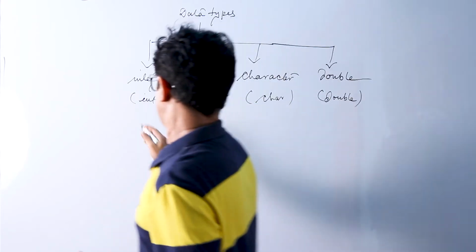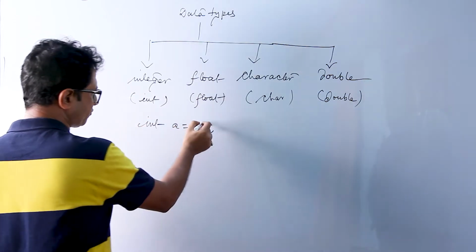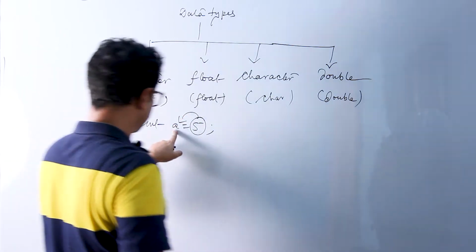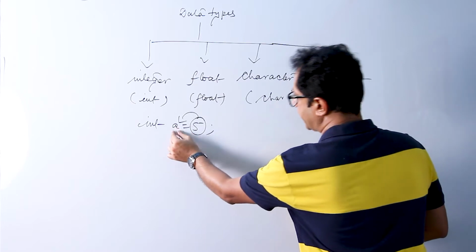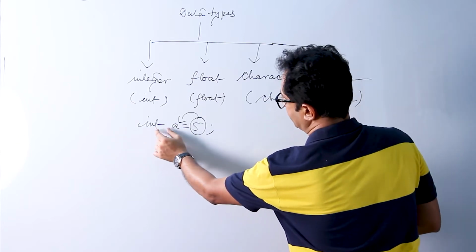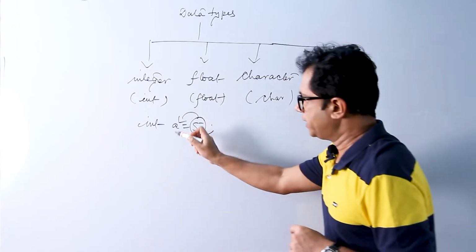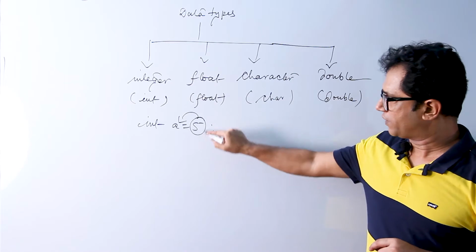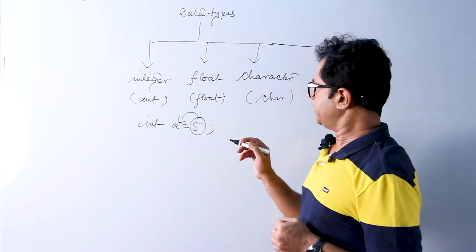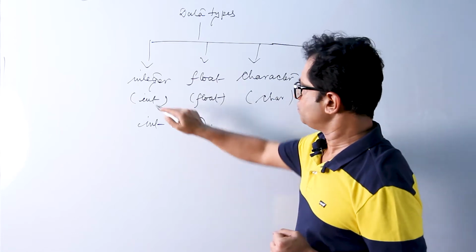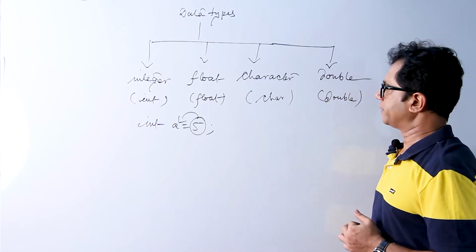Suppose we write int a = 5. This 5 is being assigned to the variable a, which is an integer data type variable. So 5 is an integer which can be assigned to an integer variable. Values like 5, 10, 15 can be taken to be integer values, so this can be considered an integer data type.